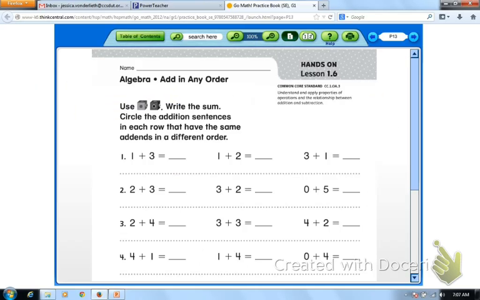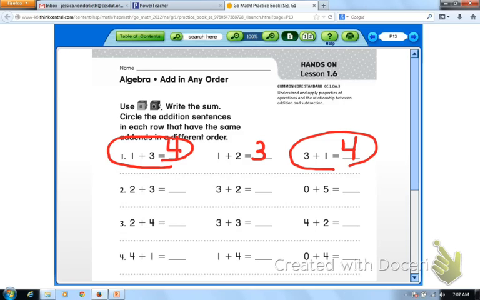They're having to solve the addition problems and then pick which two problems in each row have the same add-ins, but they show them in a different order. So for number 1, you would do 1 plus 3 is 4, 1 plus 2 is 3, and 3 plus 1 is 4. And then they will see that the first one and the last one both have the add-ins of 1 and 3, but they have switched the orders, so they will circle those two.